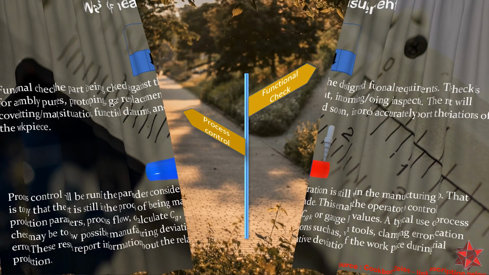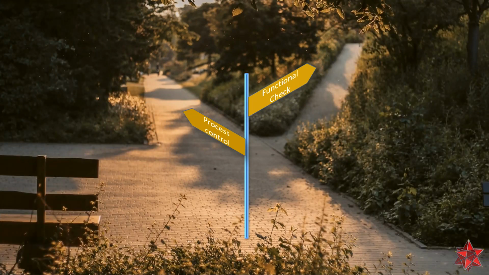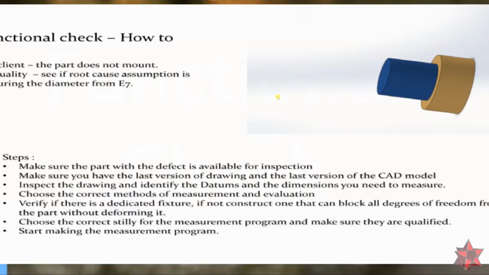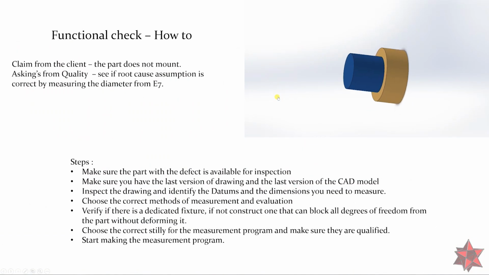Which way are you going today? Functional check route or process control? I'm going to start by showing you an example from the functional check, making an application with Calypso. Then I will show you a process control example and continue with the application in Calypso. How does that sound?